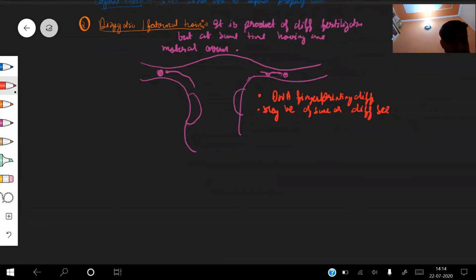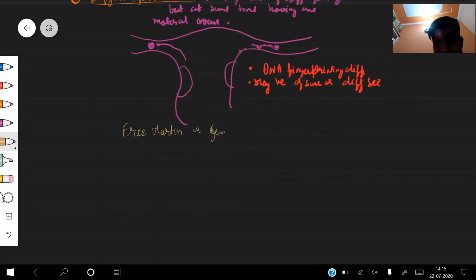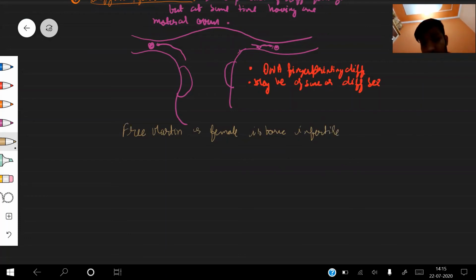There is one more term, the freemartin. In animals, if a dizygotic twin occurs, then the female is born infertile if the other zygote is male in nature.